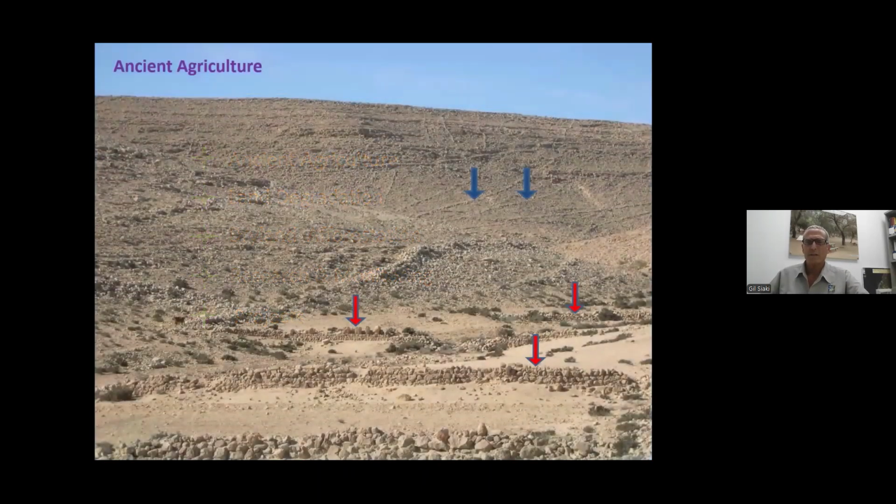Actually, we are not inventing anything new. We're just using methods that were being used in Israel thousands of years ago. Here we see ancient agriculture used by the Nabateans who lived in the area. You can see in the blue arrows small canals that lead the runoff water into water cisterns and to agricultural terraces on the valleys.